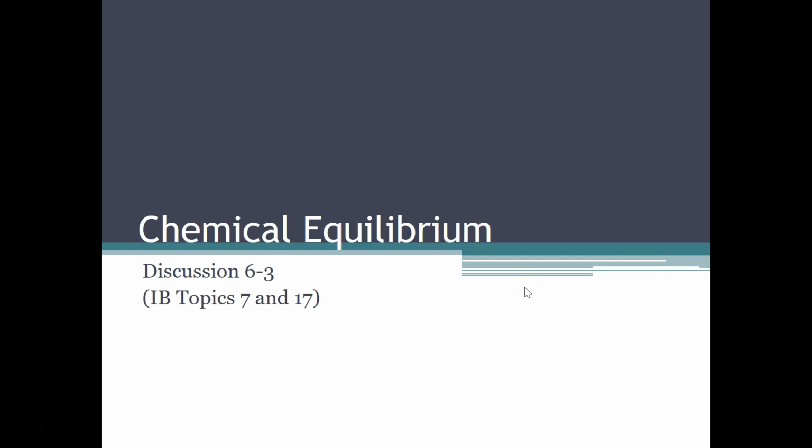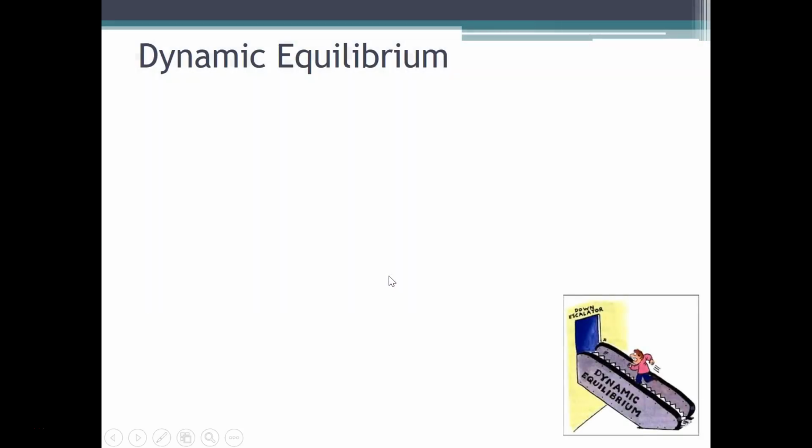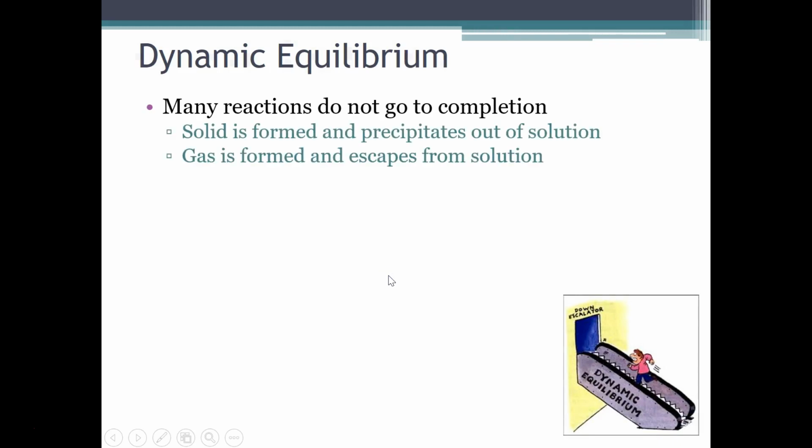Alright, so now we're going to do discussion 6-3, chemical equilibrium. It's important to note that in your textbook, equilibrium is IB topics 7 and 17. So when we move on to the next unit, acids and bases, it's going to be unit 8. So there is no unit 7. Okay, so equilibrium. So many reactions do not go to completion.